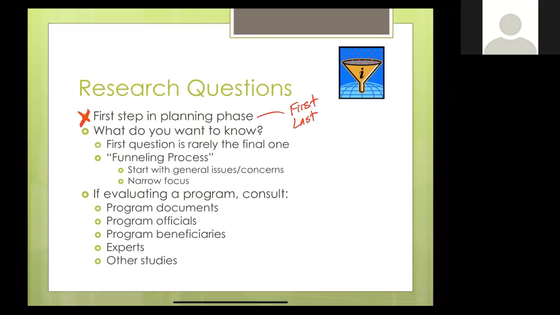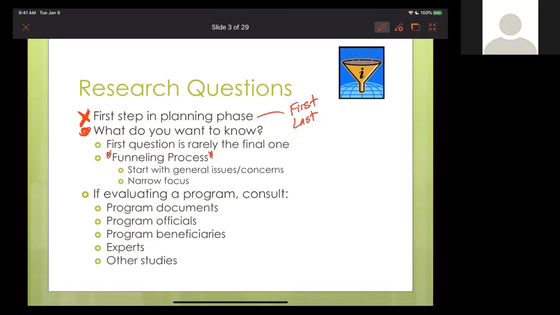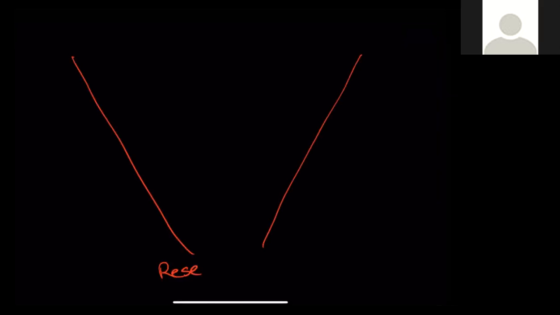But nonetheless, you really need to have at least an idea of your research question before you can get started. So what we're looking at here is this idea of what do you want to know. The first question is rarely the final one. And this idea here of a funneling process: if you think about a funnel in general, everything gets narrower from the beginning. And so you want to get to your research question here at the bottom.